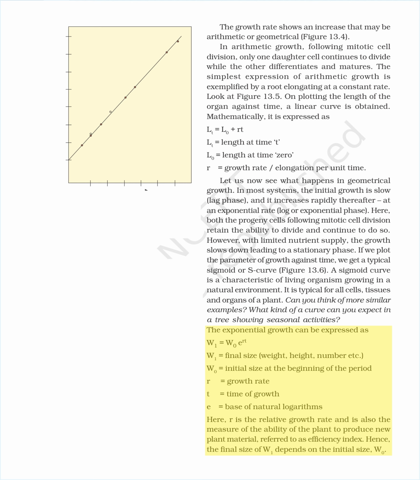The exponential growth can be expressed as W1 = W0 e^rt, where W1 = final size (weight, height, number, etc.), W0 = initial size at the beginning of the period, r = growth rate, t = time of growth, and e = base of natural logarithms. Here, r is the relative growth rate and is also the measure of the ability of the plant to produce new plant material, referred to as efficiency index. Hence, the final size of W1 depends on the initial size, W0.